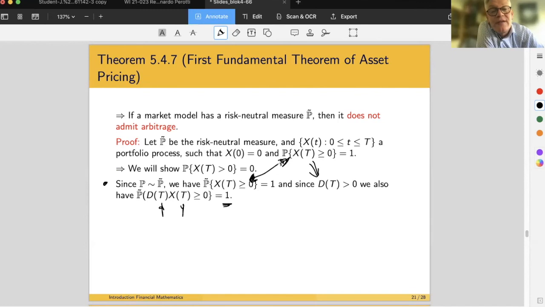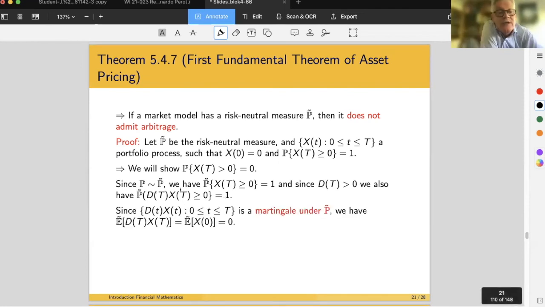this is an equivalence. The fact that they have the same null sets, and looking a bit deeper into that equivalent measure aspect, means that if the probability P of X at final time being greater or equal to 0 is equal to 1, will also give us that the probability under the P tilde measure of X at final time being greater or equal to 0 is equal to 1. That is the fact that P is equivalent to P tilde. And then the other aspect is that if we add the discounting to the story, then we look at the probability under measure P tilde of the discounted D_T X_T being greater or equal to 0, that is also equal to 1.